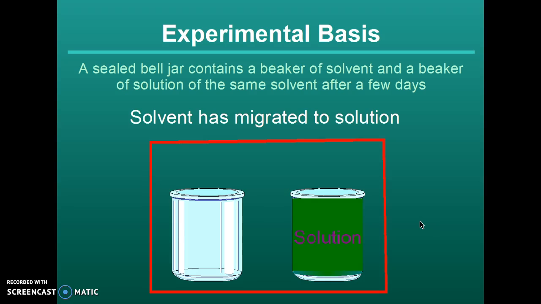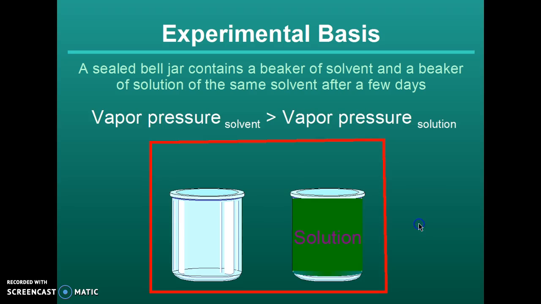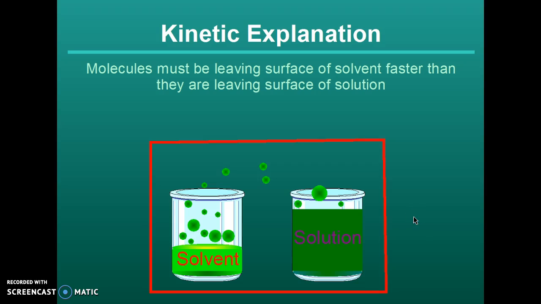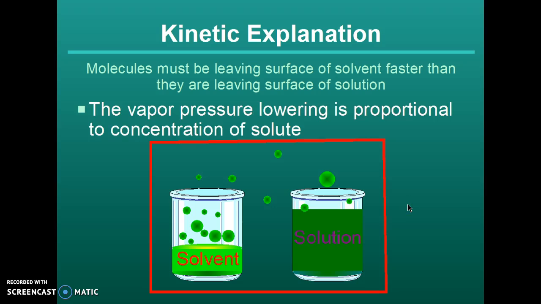Now, needless to say, this is a solvent with a vapor pressure. The vapor pressure of the solvent, then, must be greater than the vapor pressure of the solution. There is no other explanation to have these molecules in the pure solvent migrate over to dilute the solution further. So molecules must be leaving the surface of the solvent faster than they are leaving the surface of the solution. And as time goes on, you can see the solution getting bigger and the solvent getting smaller.